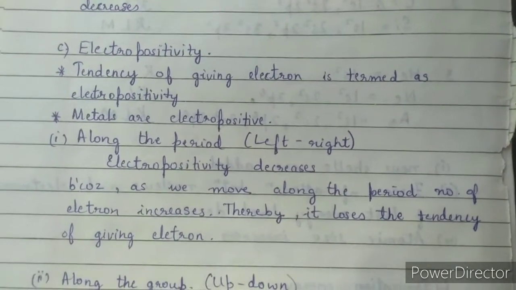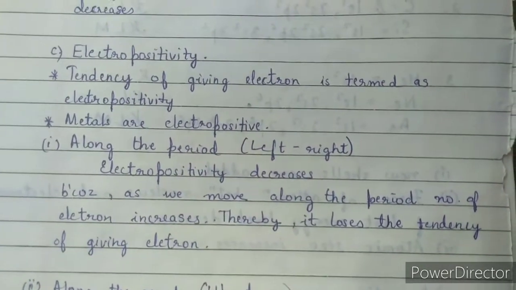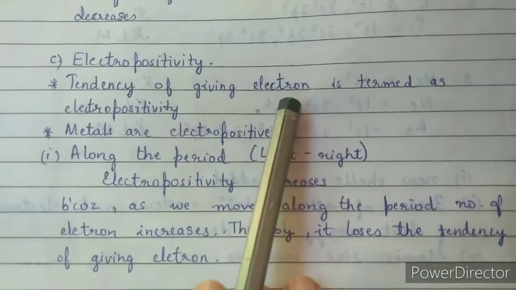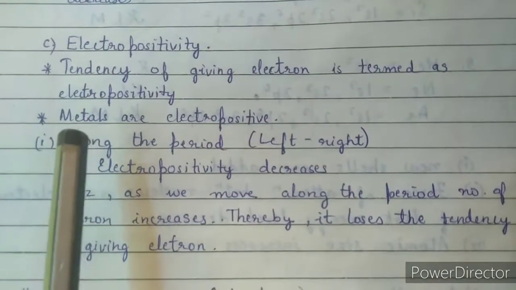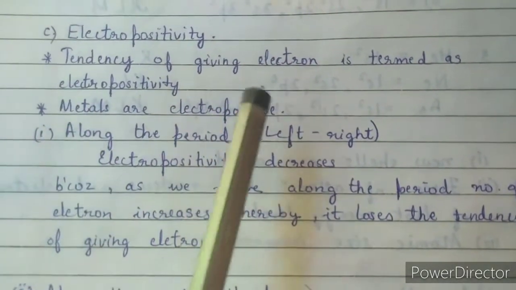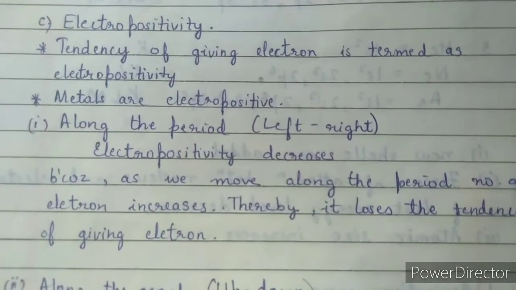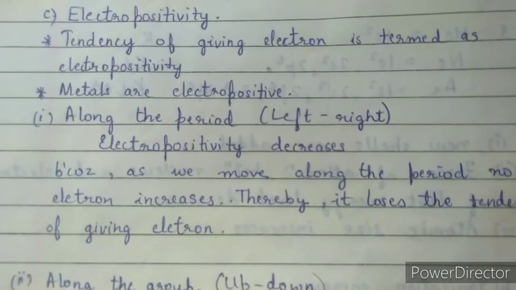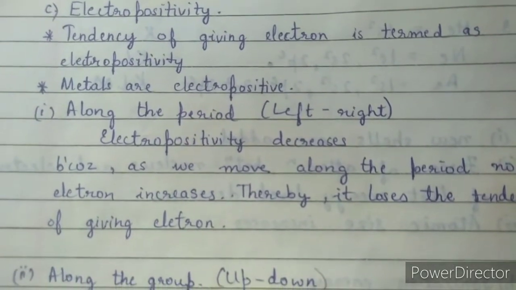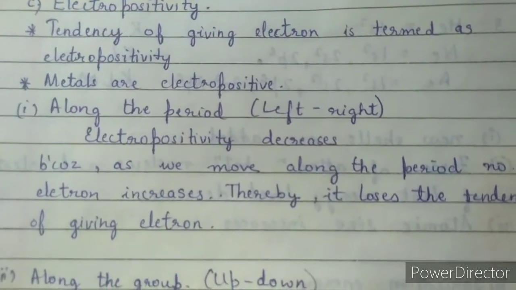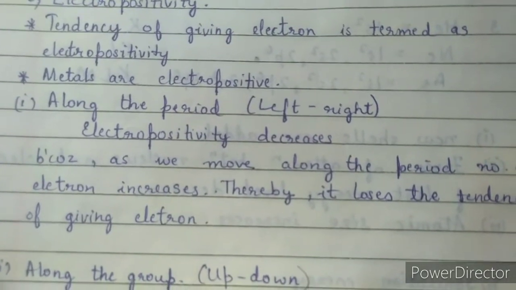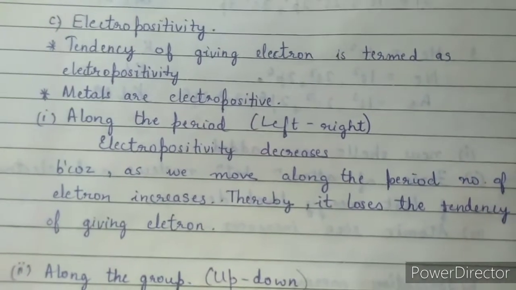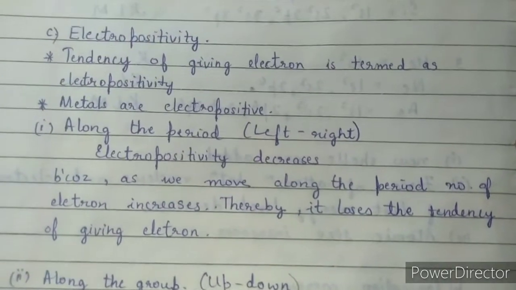Electropositivity: the tendency of giving electrons is termed electropositivity. Most of the metals are electropositive. Metals are electropositive in nature. Along the period, that is from left to right, the electropositivity decreases because as we move along the period, the number of electrons increases. Thereby, it loses the tendency of giving electrons.